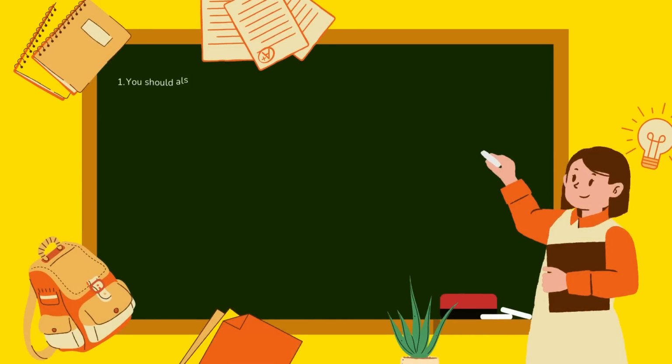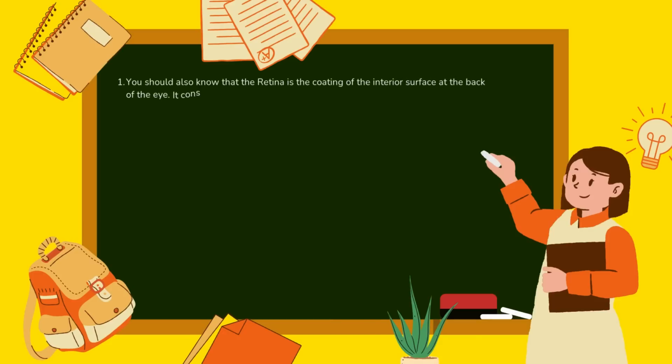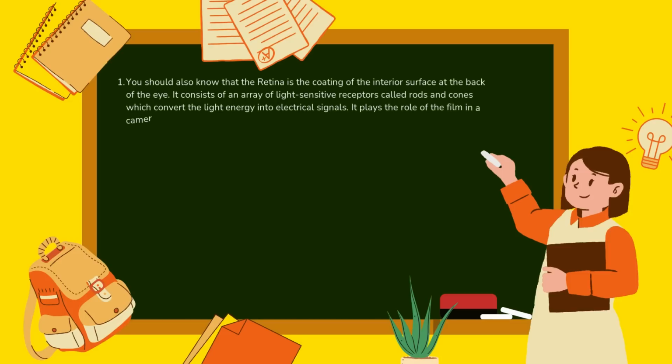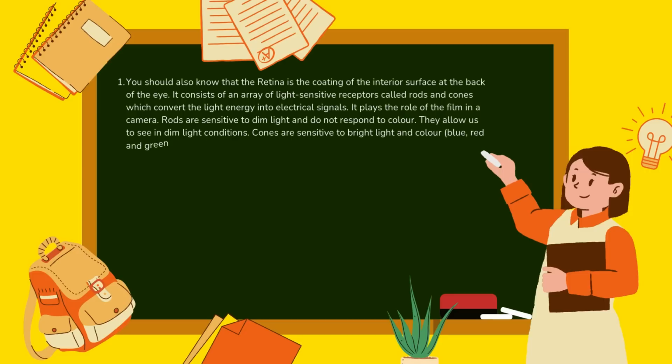You should also know that the retina is the coating of the interior surface at the back of the eye. It consists of an array of light-sensitive receptors called rods and cones, which convert the light energy into electrical signals. It plays the role of the film in a camera. Rods are sensitive to dim light and do not respond to color. They allow us to see in dim light conditions. Cones are sensitive to bright light and color: blue, red and green.